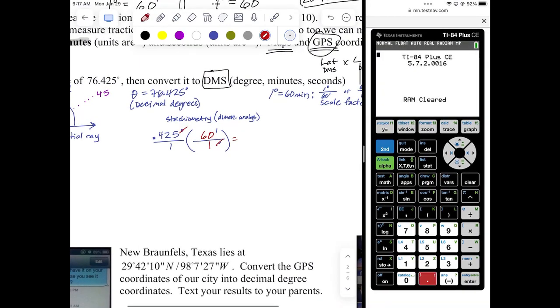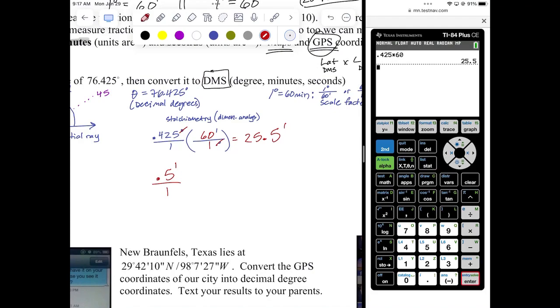So now we just type it in, 0.425 times 60, and we get 25.5. And the units now are minutes. So we got 25 full minutes plus 0.5 of another minute. Well, we have a decimal part left over again, don't we? So now I want to take the decimal part, 0.5 minutes, and convert it down to the next smaller unit, which is of course seconds.